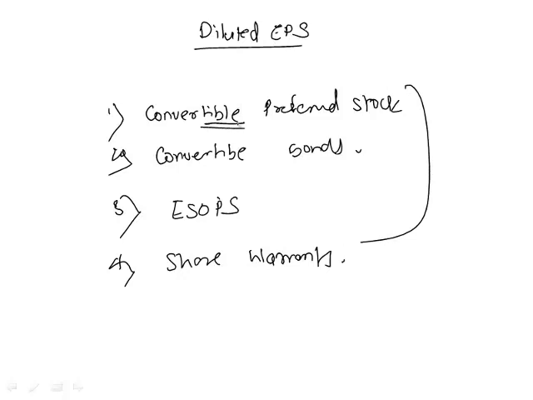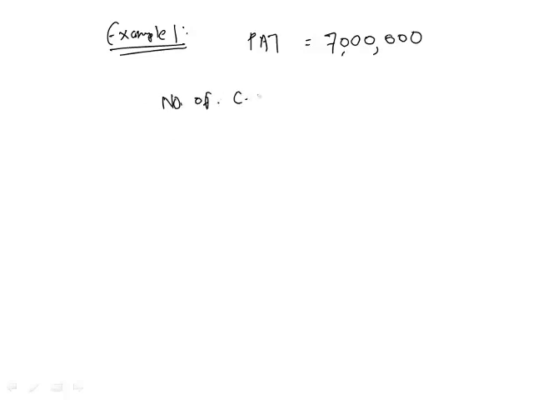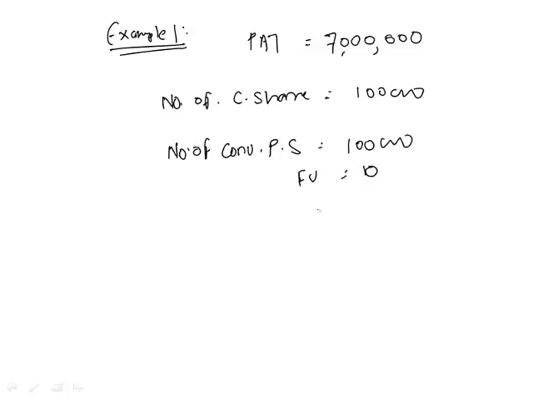So give heading now, convertible preferred stock. Okay. So first example in this series. Let us say a company has profit after tax of 7 million. Number of common shares outstanding as of now is 100,000. Number of convertible preference shares or preferred stock outstanding is again 100,000. Face value of 10 and preference dividend rate of 20%. Tax rate of 30%. We have to calculate basic and diluted EPS for the company.